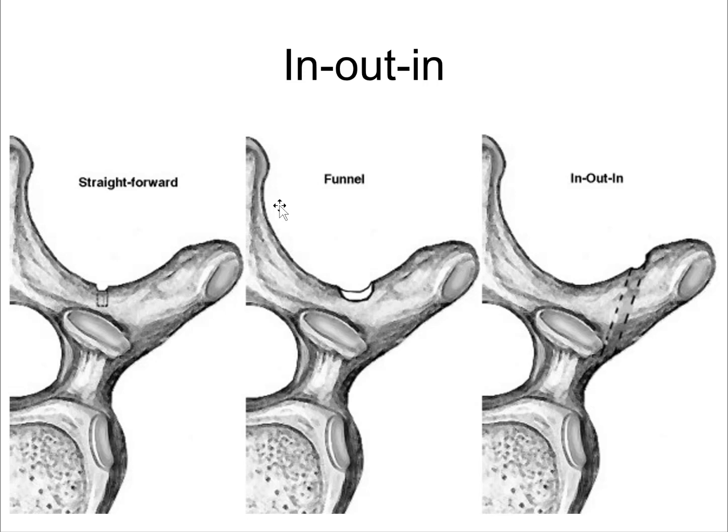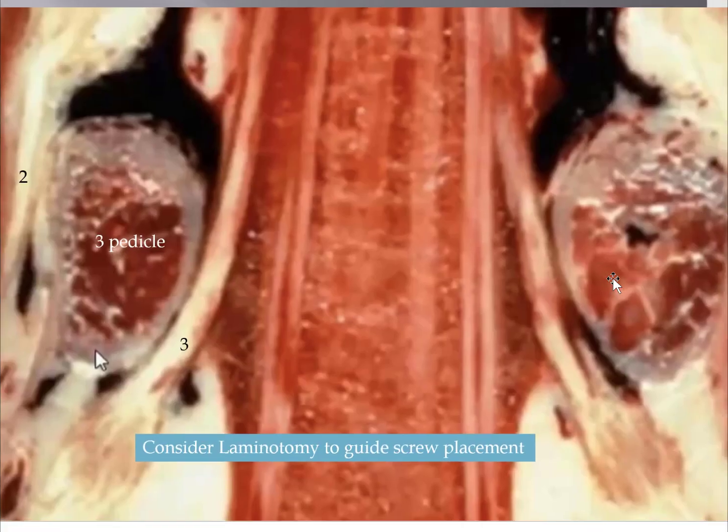So why not do the in-out-in technique? So in the thoracic spine, you can do this because the thoracic nerve roots do not cause symptoms if you compress them. So basically, in-out-in is you're in initially, but then out lateral of the pedicle and then into the vertebral body. This is good for thoracic screws, but for lumbar screws, excuse me, it doesn't work so well.